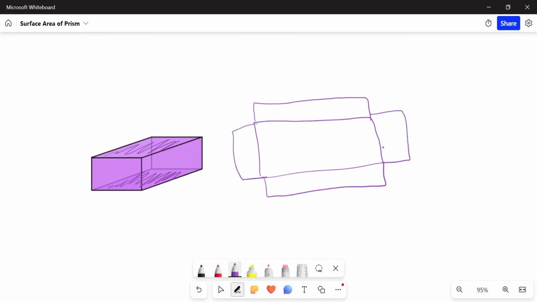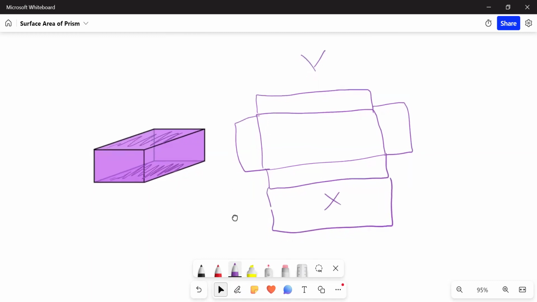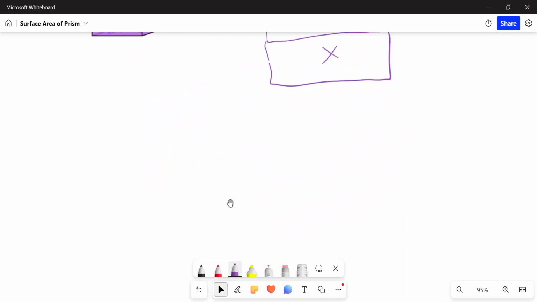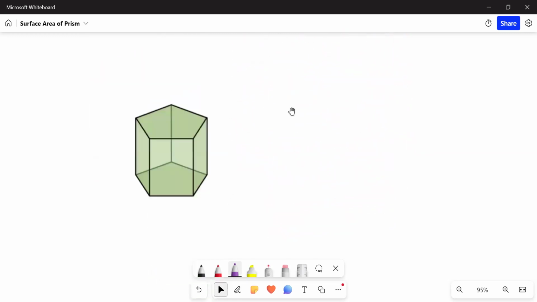You have the other flaps that come down. And then the other large base, the congruent base, is the top. You can put it either up here or down here. It really doesn't matter where you draw it, so long as you draw it. So I'm not going to look at a specific numerical example, but just be thinking about how it's made up of rectangles. Okay, notice that this is also a prism.